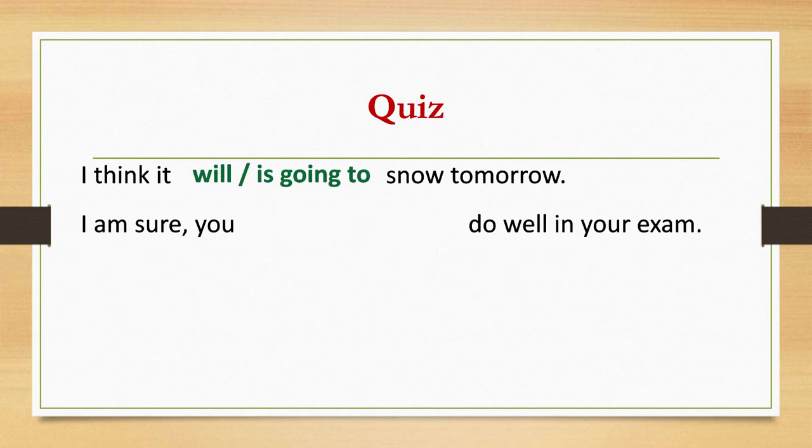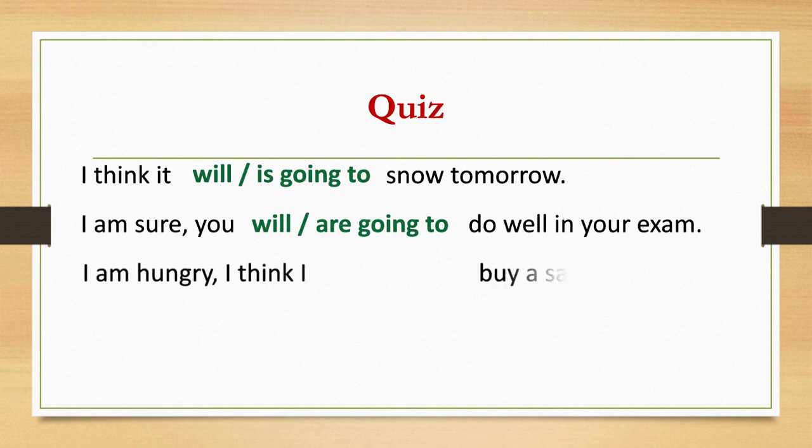I'm sure you do well in your exam. So we understand that we are talking about an exam. We are talking to a student and we assure him that we predict that he will do well in his exam because he is a good student or something like that. So this is a prediction. It could be true. It can be not true. Sometimes even brilliant, excellent students miss their exam. So this is a prediction, and in these cases also both are correct. I'm sure you will do well in your exam, or I'm sure you are going to do well in your exam, because it's a prediction.